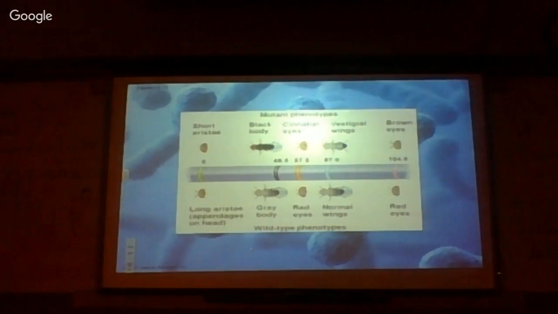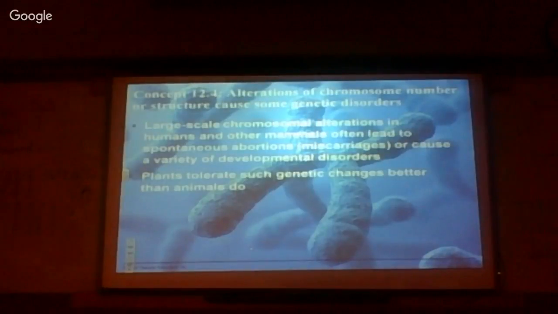Okay, and here's another example that we have with the different characteristics of the fruit fly and the gene mapping of those mutant phenotypes. Okay, so for the PowerPoint that I'm going to go over today, what I want to do now is to look at the worksheet that I gave you.